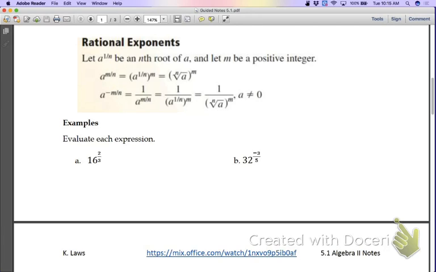And in this class, do we round anything unless told otherwise? No. Okay, we leave it as a perfect form, so we want to leave it as a fraction.